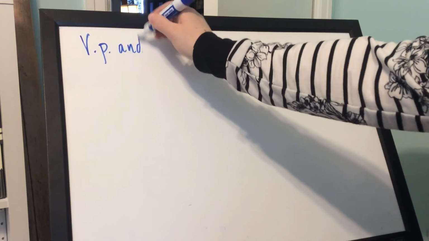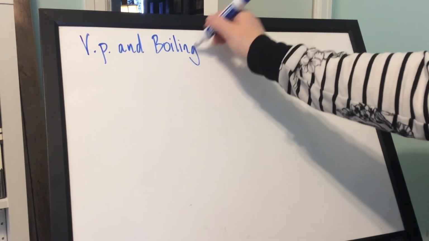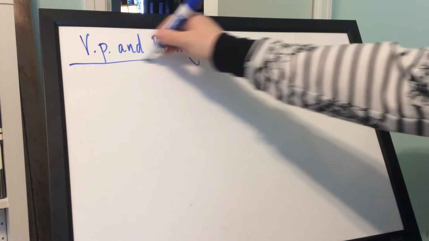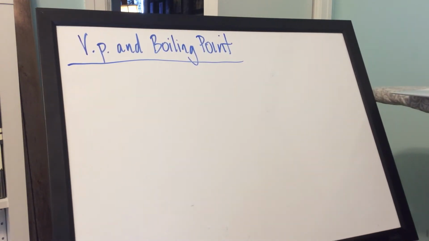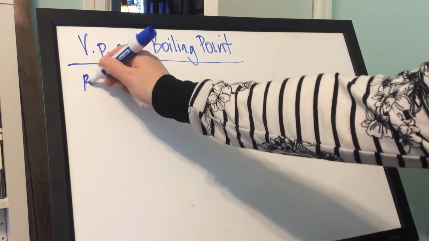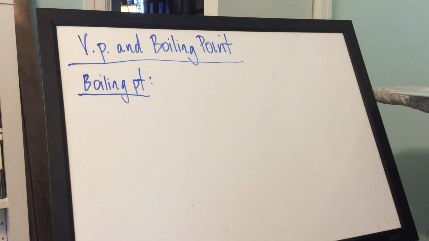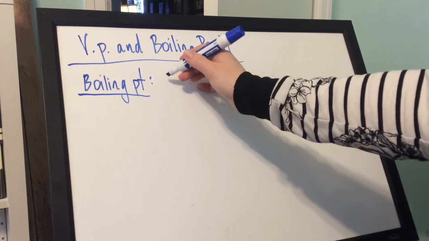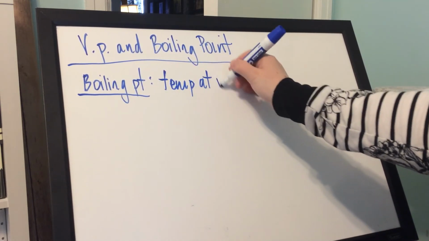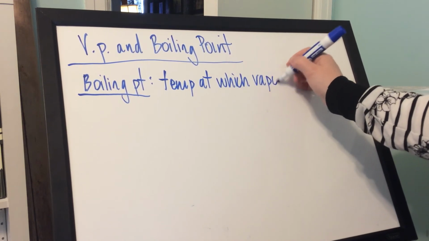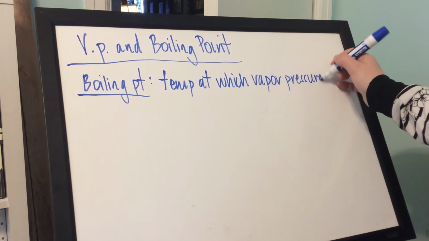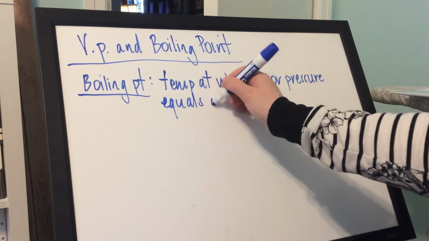And then the very last topic on this paper is boiling point. So vapor pressure and boiling point. Okay, so the boiling point of a liquid is defined as the temperature at which the vapor pressure of a liquid equals the atmospheric pressure.